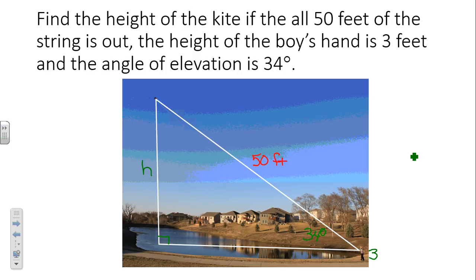That's the opposite, and we're using the hypotenuse, so sine. Sine of 34 is h over 50. And again, our calculator's already in degree mode, right? So we just simply take 50 times the sine of 34, and what do we get?